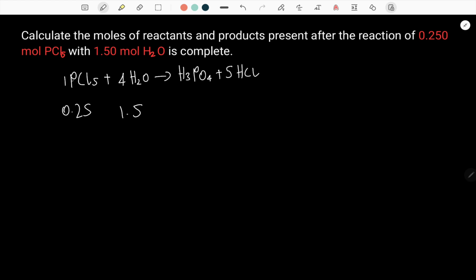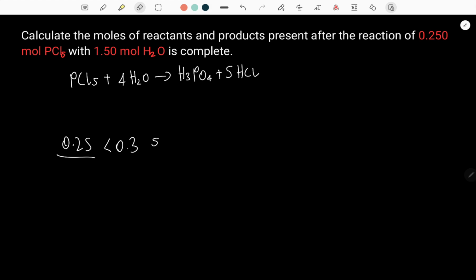The next step is to divide these numbers of moles by the coefficient. Here the coefficient of PCl5 is just 1, so it stays the same, and the coefficient of H2O is 4, so 1.5 divided by 4 is 0.375. We know that this is more than that, so PCl5 is the limiting reactant and H2O is the excess. We are going to use PCl5, so let's do that now.